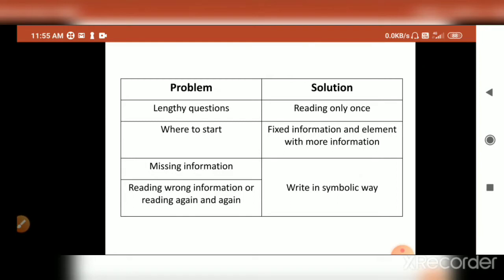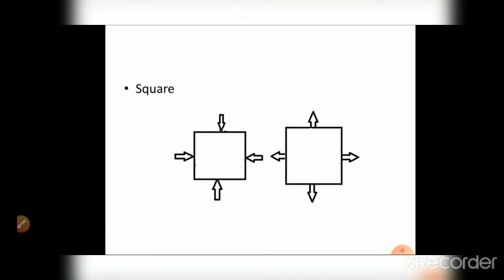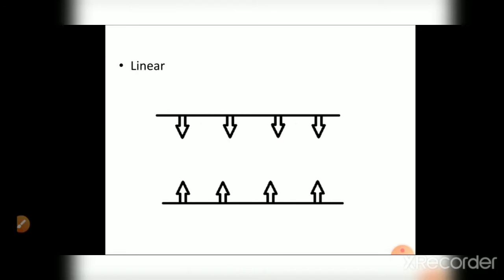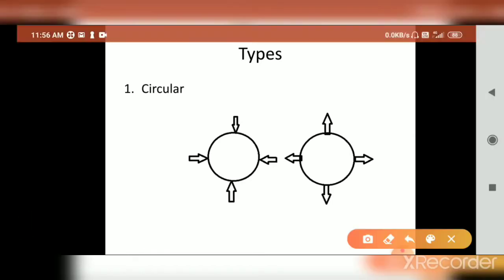First of all, how many types of seating arrangements are there? There are majorly 3 types of seating arrangements: circular, square or rectangle, and linear. Coming to circular, there are 2 types of problems. One is elements facing towards the center, and the other is elements facing away from the center.